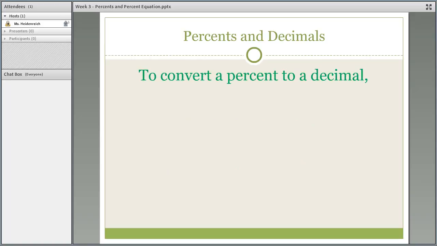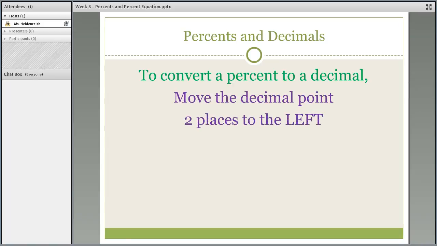If you want to quickly convert a percent to a decimal, you can divide by 100 or simply move the decimal point 2 places to the left. So for example, if you have 33%, you would take the decimal point and move it 2 places to the left, and it would be 0.33.